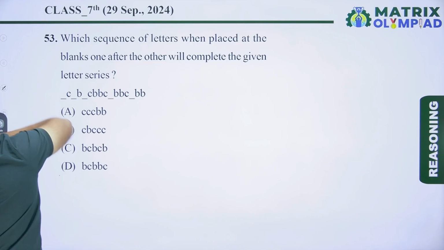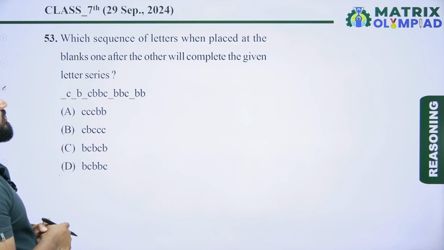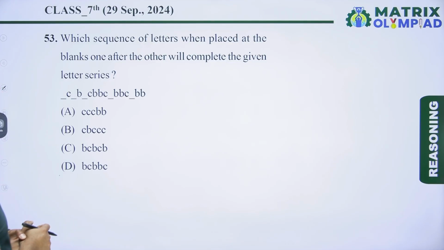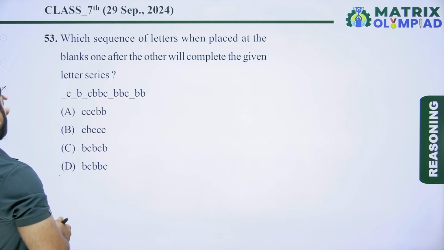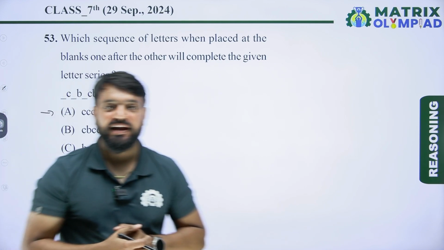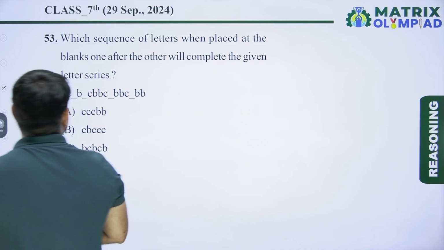Now next question is question number 53. Which sequence of letters when placed at the blanks one after the other will complete the given letter series? In these questions, options are taken one by one, and let's check which one will follow correctly. So first, taking option A.